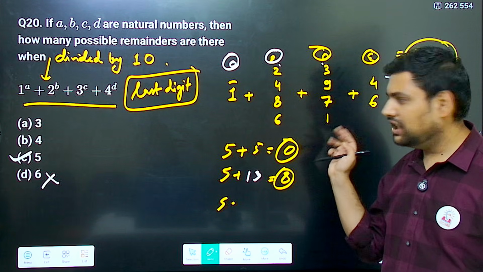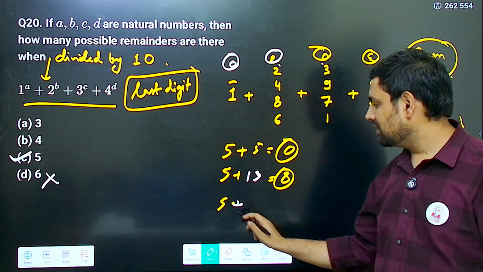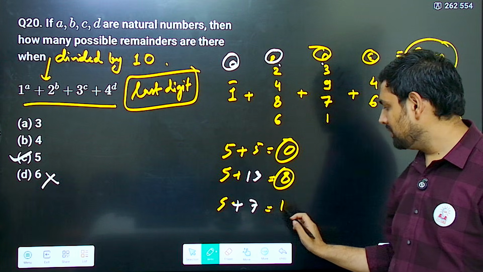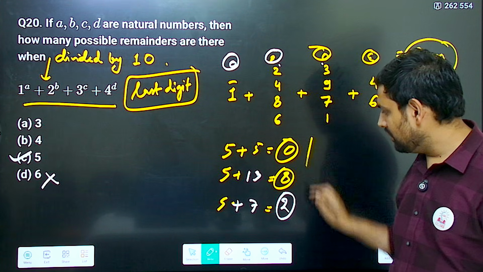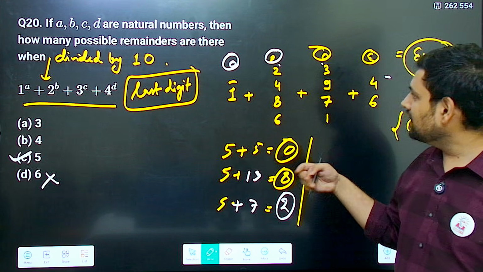15 plus 5, again 20. Then 6 plus 1 is 7. So 7 plus 5, this becomes 12. That means 2 is also possible. Then you check for others also. So 2, 0, 8, all these are possible.